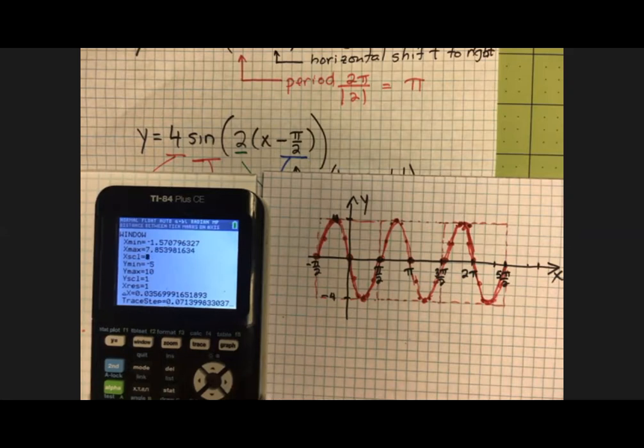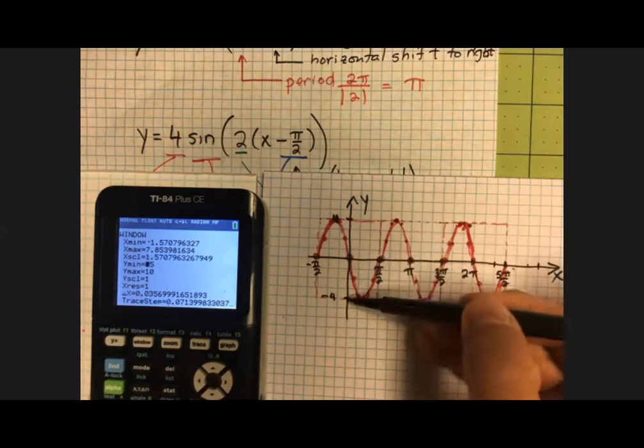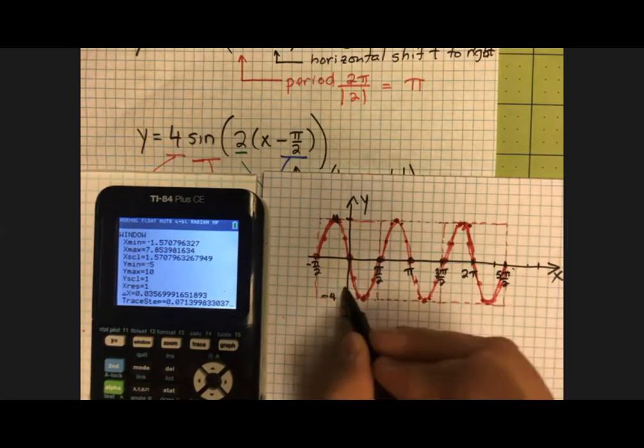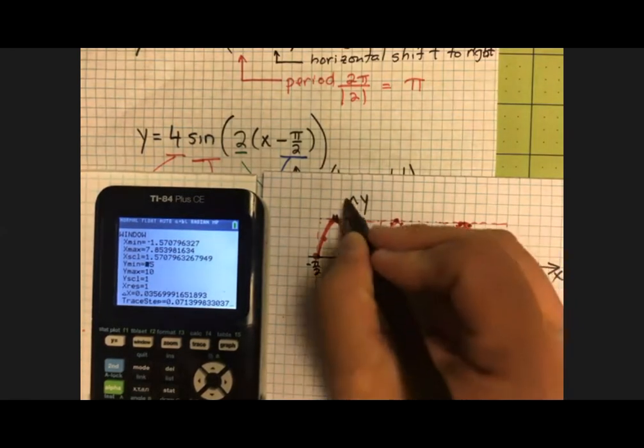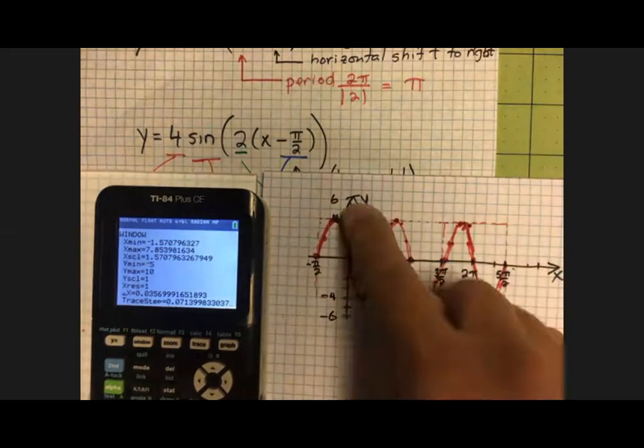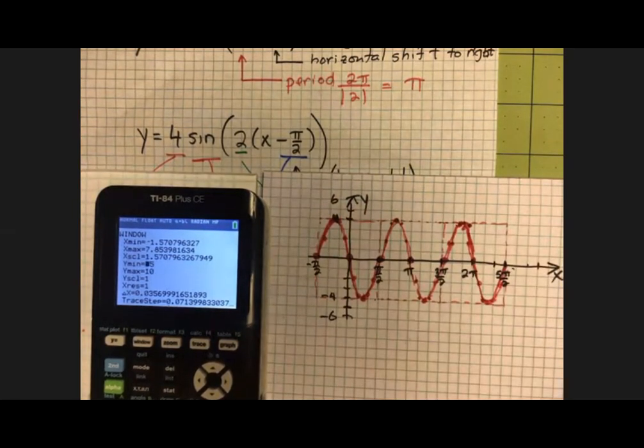What's my scale? I'll make marks every pi over 2, it looks like. So pi divided by 2. Now what's my vertical scale? Minus 4 to 4, yeah? But let's be generous and let's go down to 6 negative and up to 6 positive, just so I have this thing nicely sitting in the window. Minus 6 to 6. Count by ones. Graph. And I don't even have to wait for it to finish. That's a perfect match.